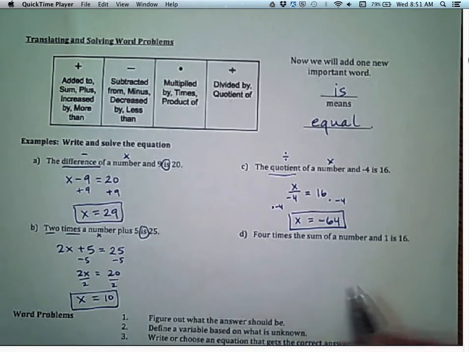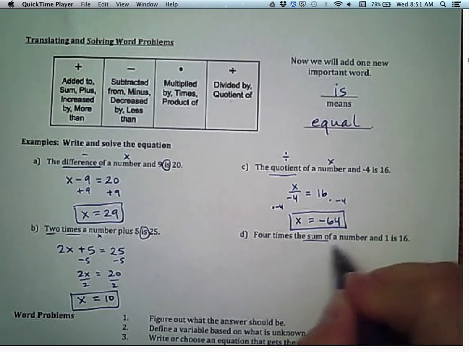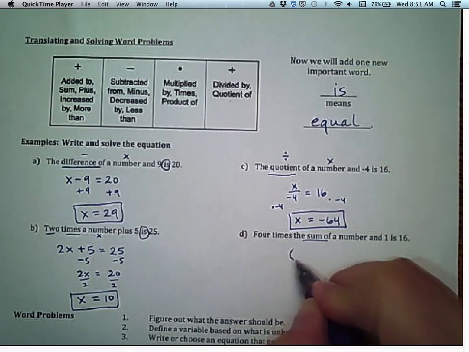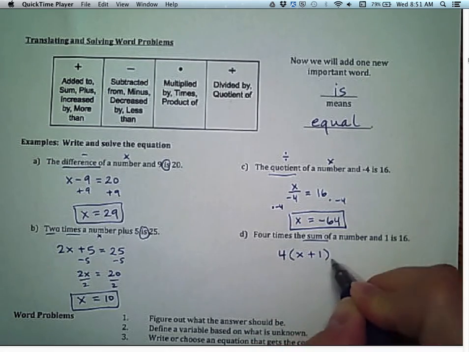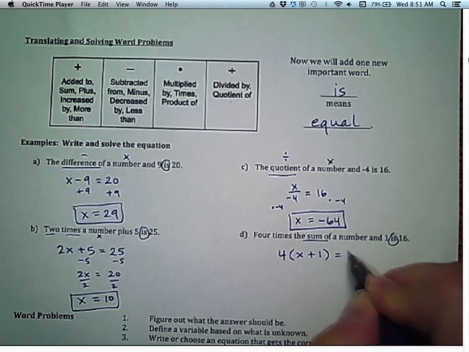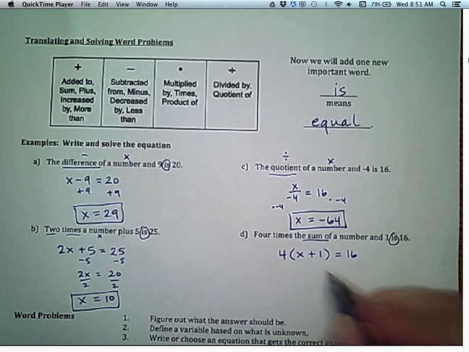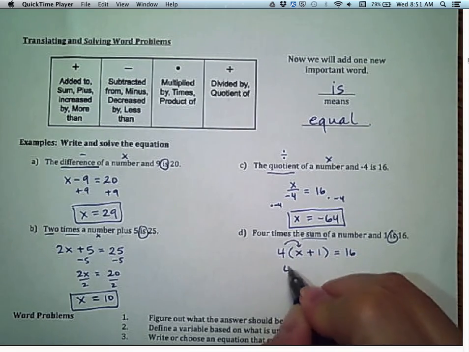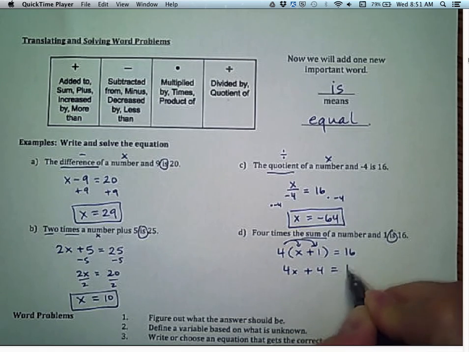All right, one more translation. 4 times the sum of a number and 1. We remember that the sum of a number and 1 needs to go in parentheses. That's x plus 1. And now it's 4 times the sum of a number and 1 is 16. All right, this one we're going to have to distribute. 4 times x is 4x. 4 times 1 is 4 equals 16.